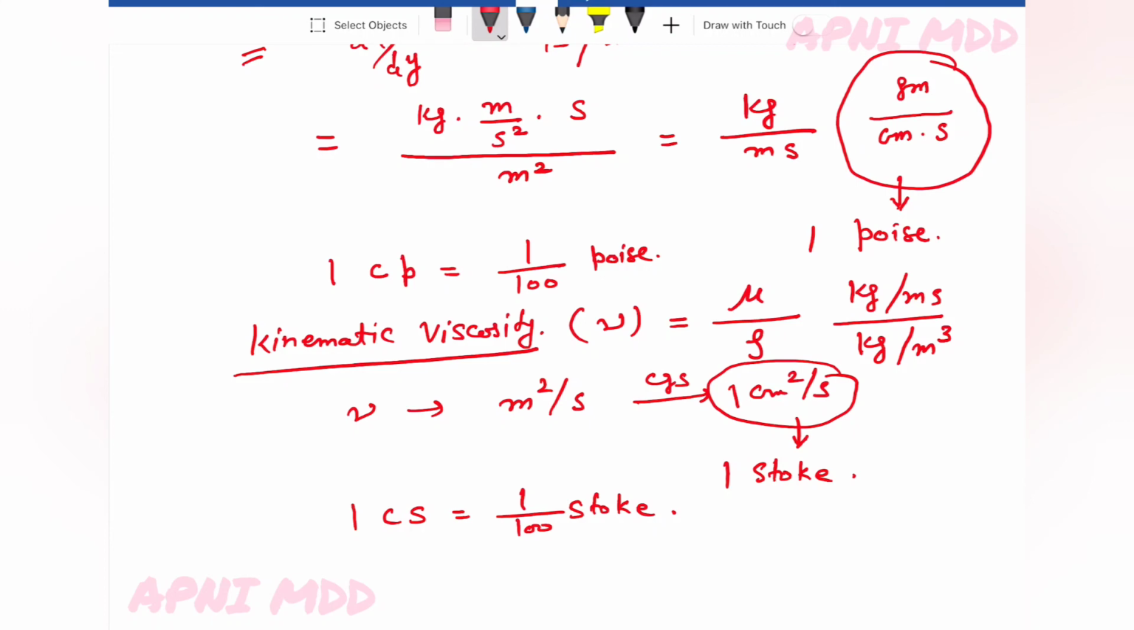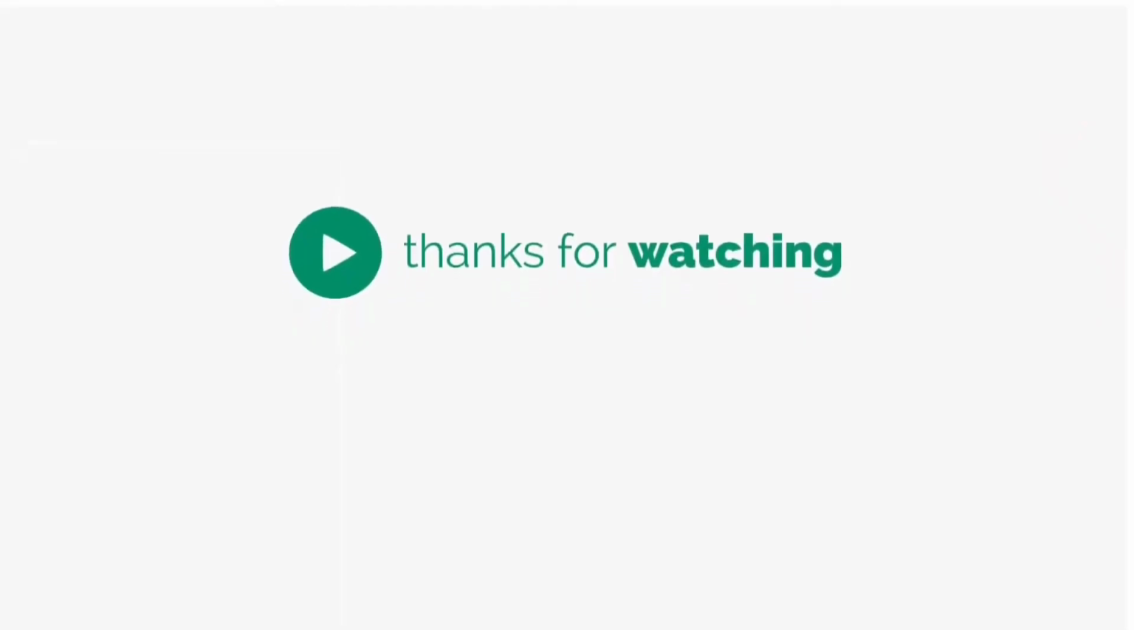Okay, so these are some properties of fluids. We have two or three more properties that we will discuss in the next class. Okay, thank you.